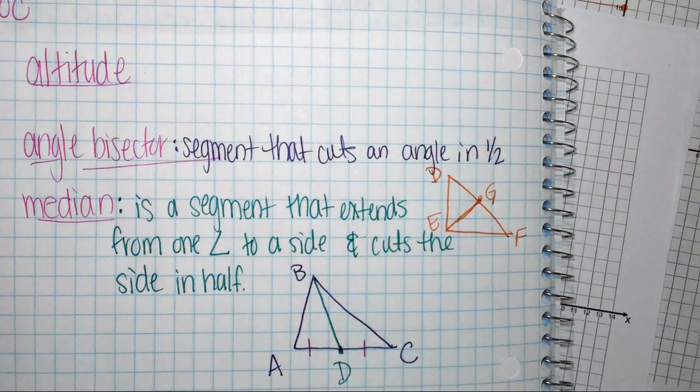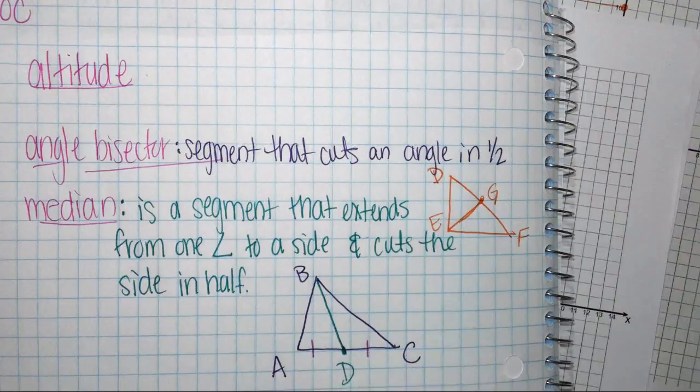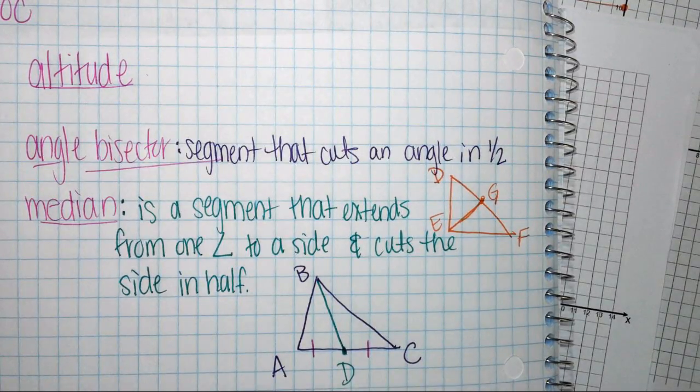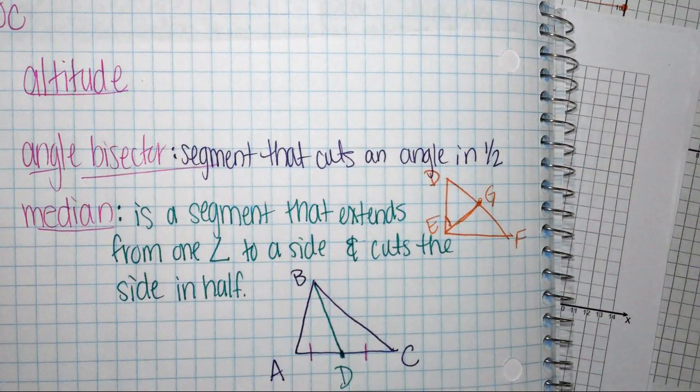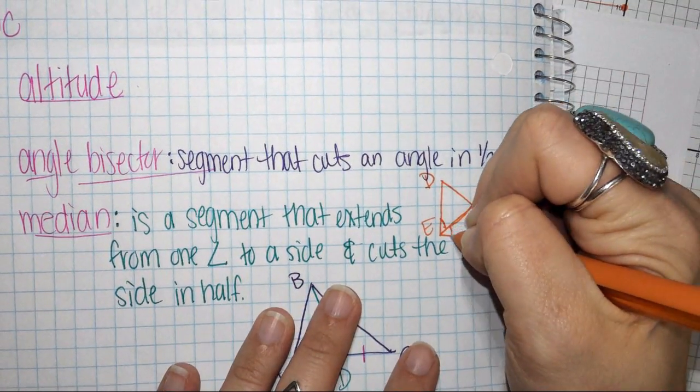What do I need to put if it's an angle bisector? Rainbow. We do put rainbows. How many rainbows do I put on DEG? One. One on DEG. And how many do I put on FEG? One, because it cuts it in half, so they're congruent.